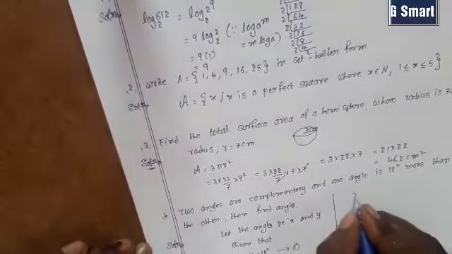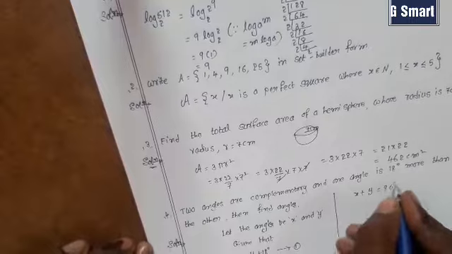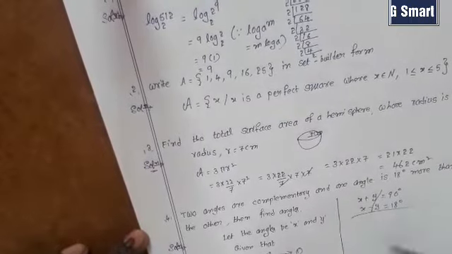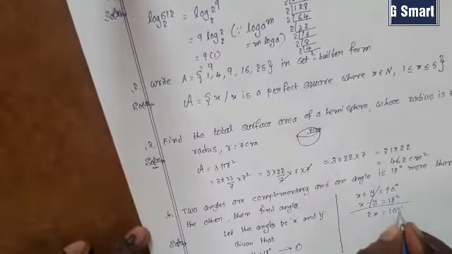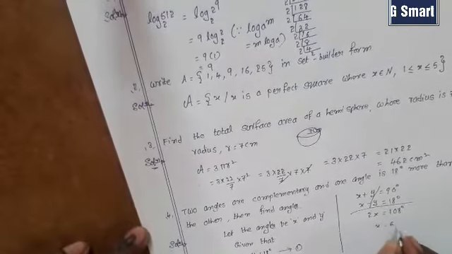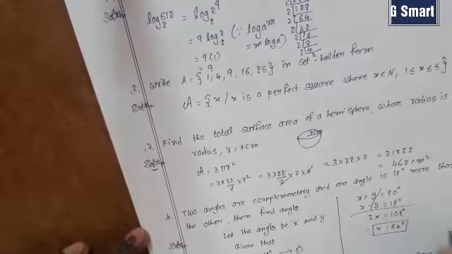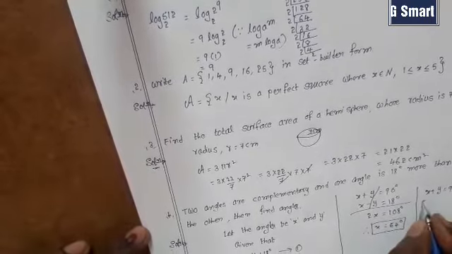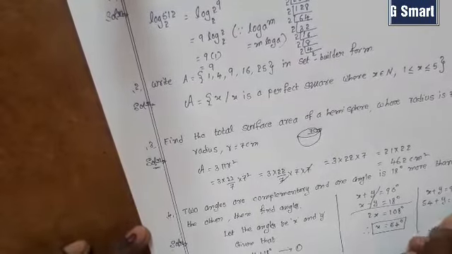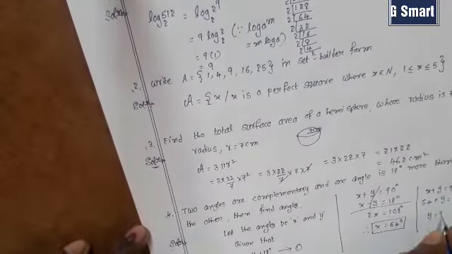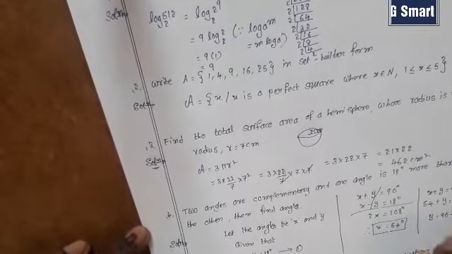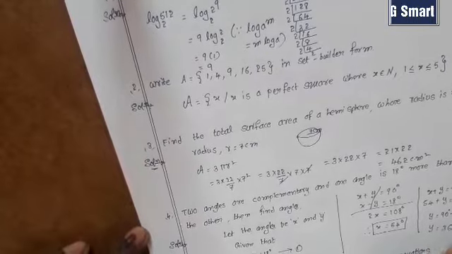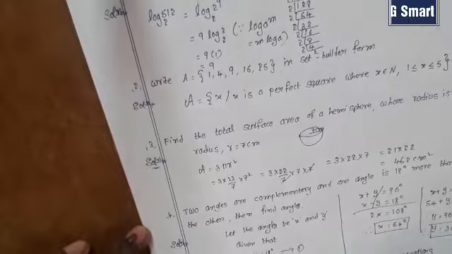Now, X plus Y is equal to 90, X minus Y is equal to 18. So if you do cancellation, then 2X is equal to 108, X is equal to 54 degrees. Now X plus Y is equal to 90, 54 plus Y is equal to 90, so Y is equal to 90 minus 54, which is 36, so this is the answer.